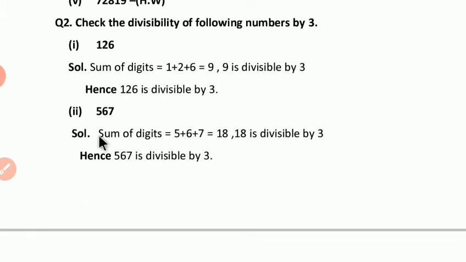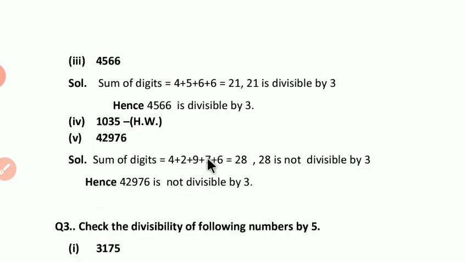Then 567. First we will find its sum of digits. So 5 plus 6 plus 7. 7 plus 5 is 12. 12 plus 6 is 18. And 18 is divisible by 3. How many times? 6 times. So hence 567 is also divisible by 3.